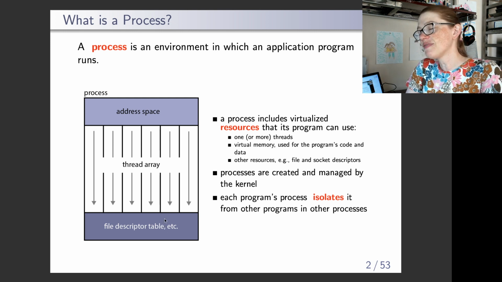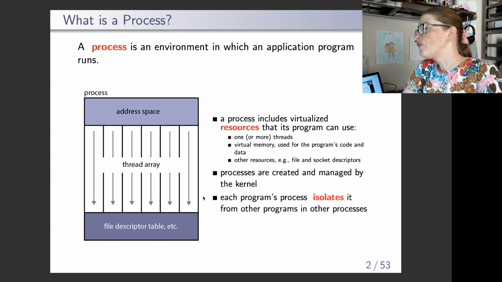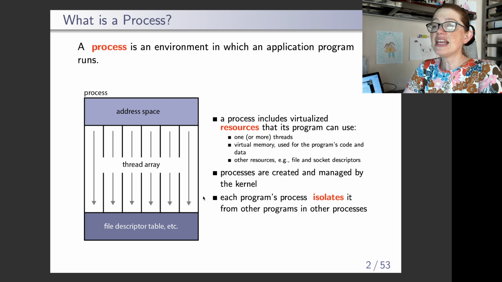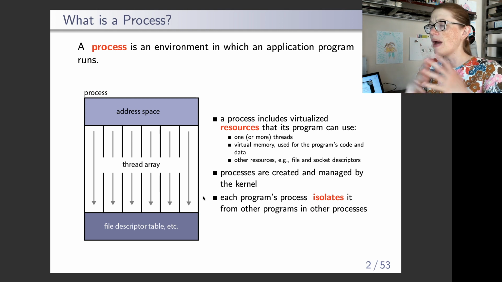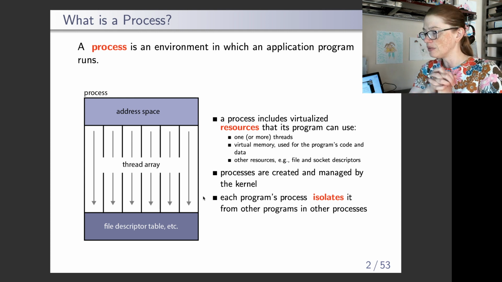Now there's other parts of the process structure too, things like a file descriptor table. And what a file descriptor table is, it's where we keep track of all of the files that are opened by a particular program and what is our current position in those files. And we'll talk more about that when we talk about file systems in general.